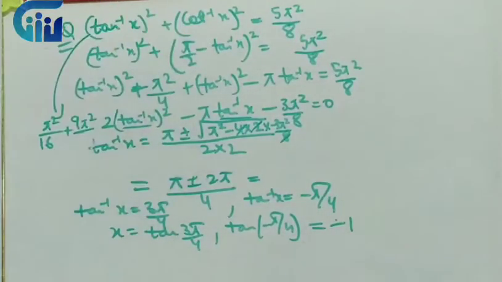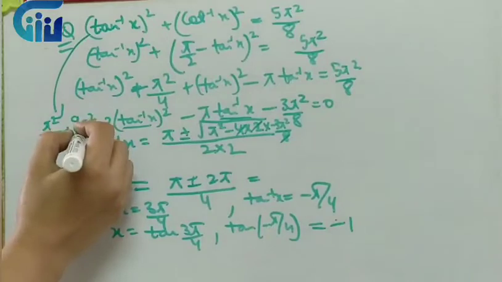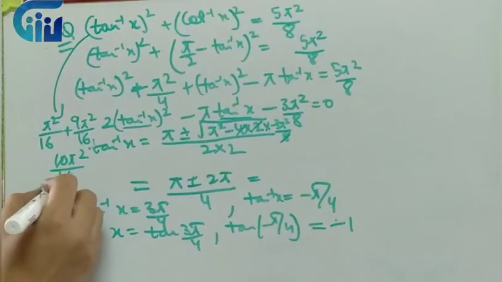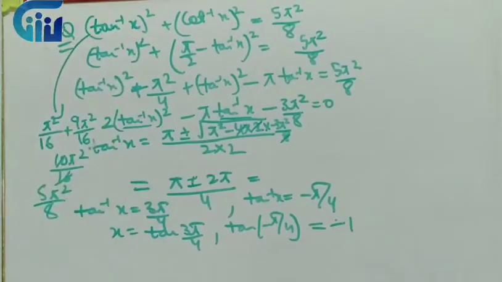Similarly, if I put x as minus 1 over here, it will be in the second quadrant. So we have to write pi minus pi by 4, it will be 3 pi by 4. So whole square will be 9 pi square by 16. So if I add up, it will be 10 pi square by 16. If I reduce, this will be 5 pi square by 8, which is the right hand side. Hence x is equal to minus 1 is the solution.